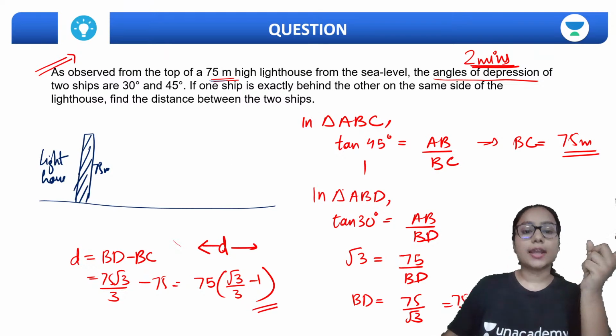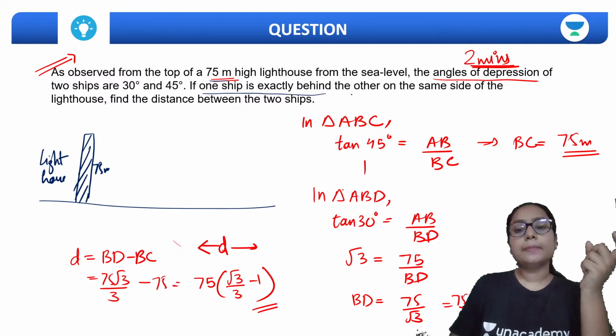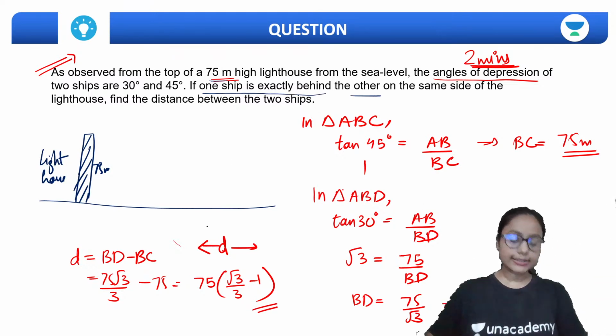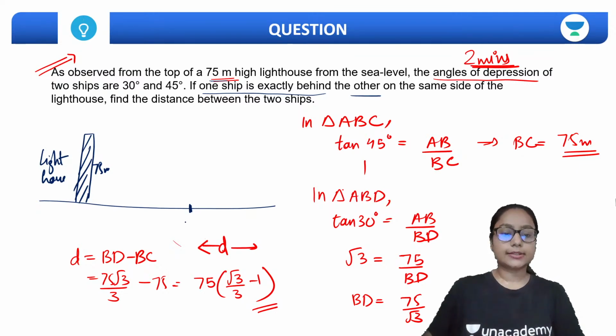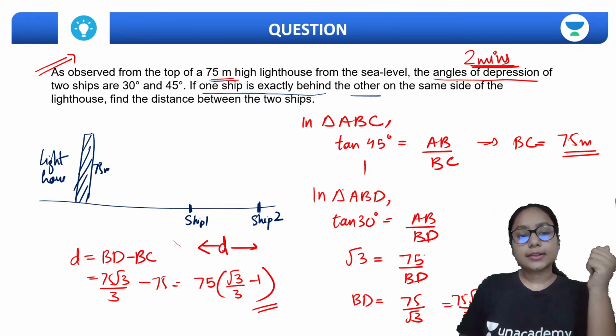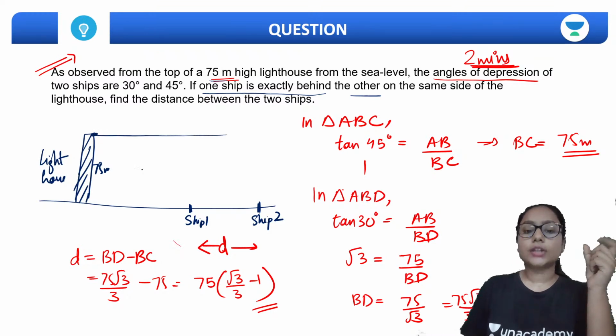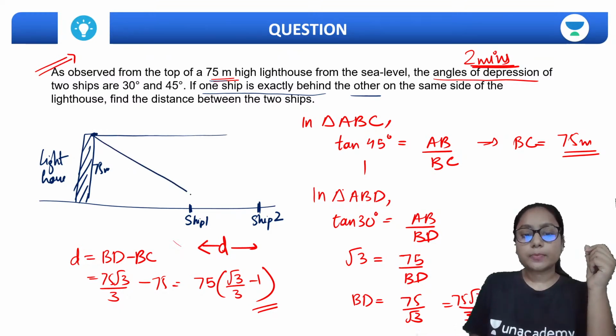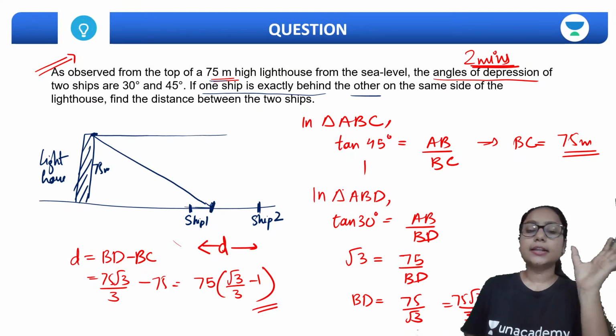Now there are two ships which are sailing in the sea, and one ship is exactly behind the other. What does this mean? This is my ship 1 and this is another ship, ship 2. If somebody is here, the angle of depression from this horizontal level for ship 1 will be this.